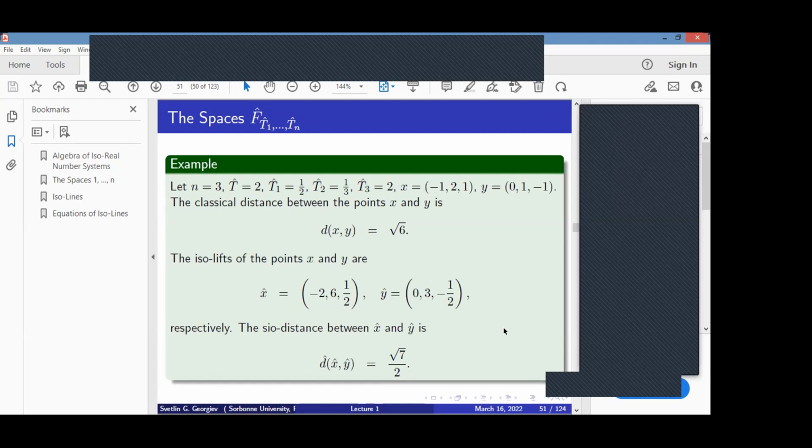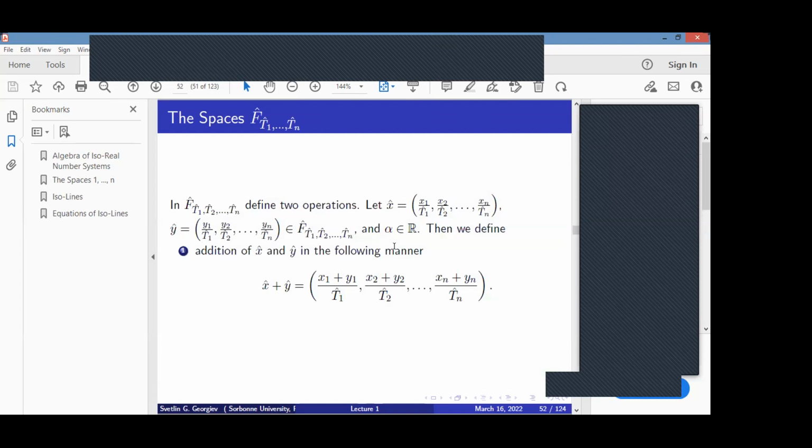And I have prepared a third example. The third example is again a three-dimensional example. We take for x this real point, for y this real point. The classical distance is given with this number. The isolift of x is this one. The isolift of y is this one, and the isodistance is this number. This number is different than the classical distance.